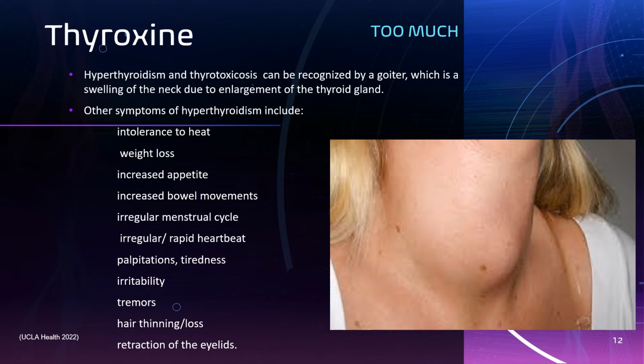Hypothyroidism and thyrotoxicosis can be recognized by a goiter, which is a swelling of the neck due to enlargement of the thyroid gland. As you see in this image, the neck is pretty swollen. You can see there's a goiter, it's really swollen up. And then symptoms of hyperthyroidism include intolerance to heat, weight loss, increased appetite, increased bowel movements, irregular menstrual cycles, irregular and rapid heartbeats, palpitations, tiredness, irritability, tremors, hair thinning, and hair loss, as well as retraction of the eyelids.